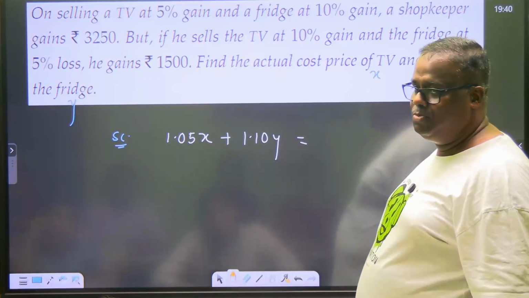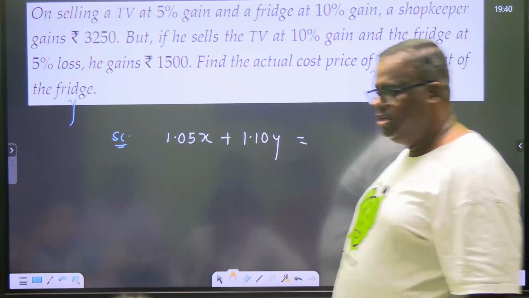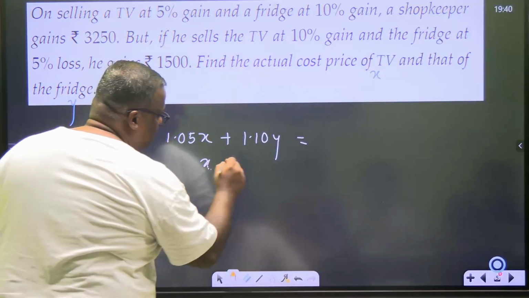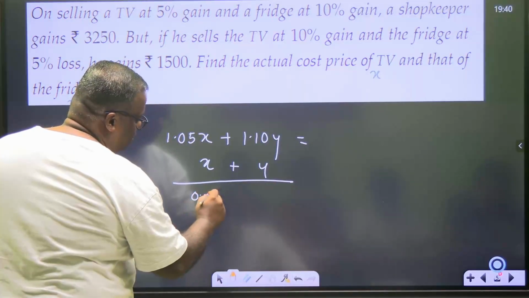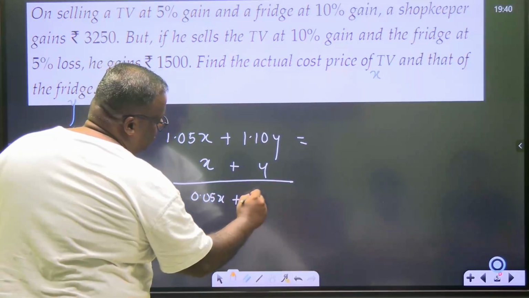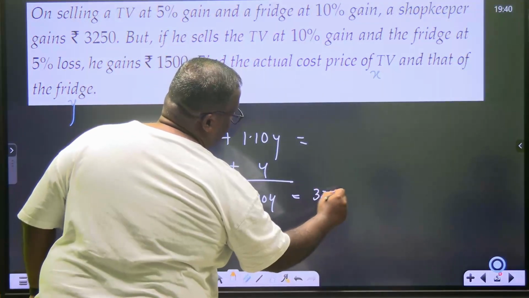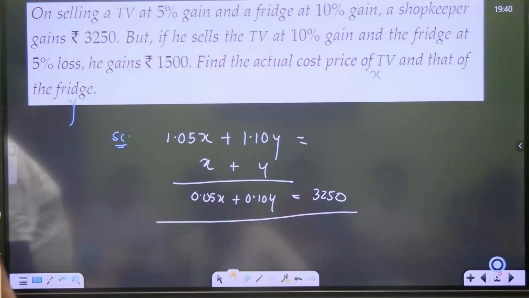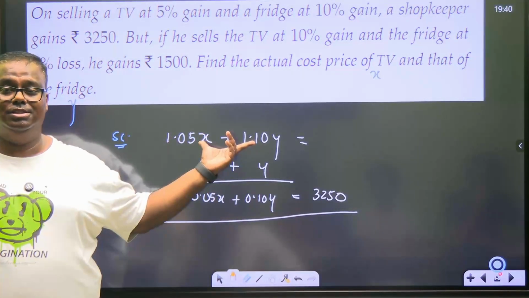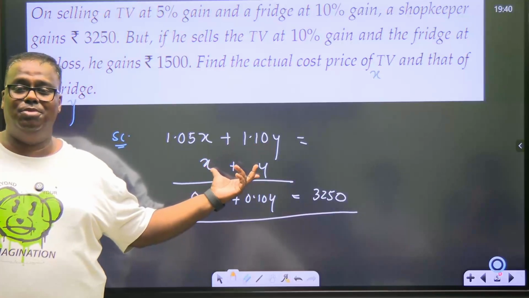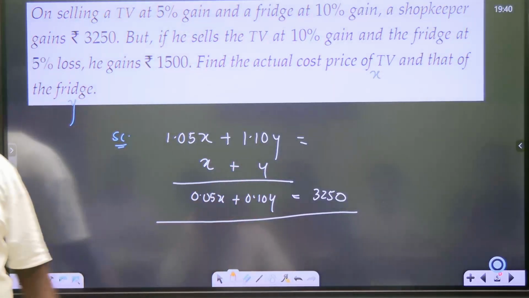What is the net cost price? Net cost price is X plus Y. So what is your gain from this side? 0.05x plus 0.10y. This is equal to 3250. How many understood this? ये बेचने का दाम है, ये खरीदने का दाम है, ये हुआ आपका गेन. ठीक है ना?